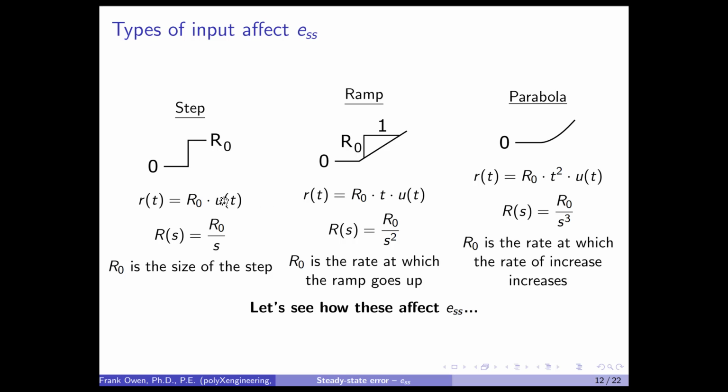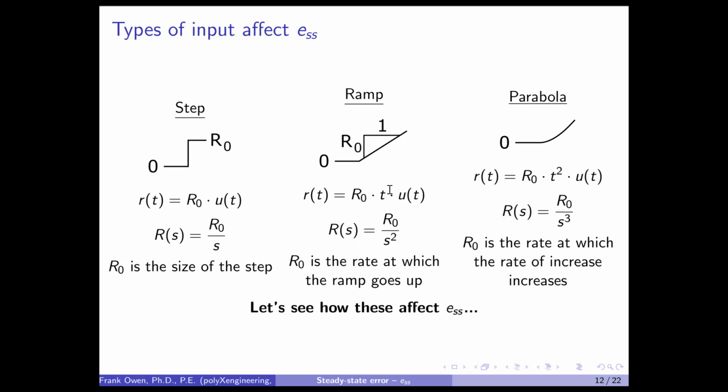u(t) stands for the unit step function. The way that it works is before t equals 0, it's 0, and then after t is equal to 0, it's 1. So we actually use the unit step in all three expressions for the types of inputs.